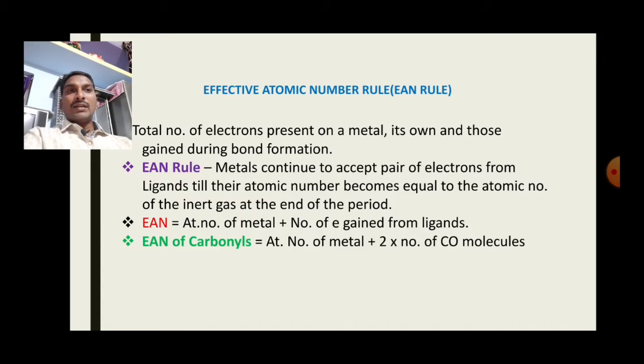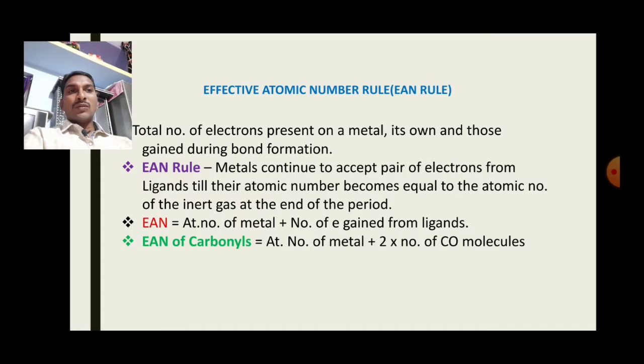So why can some of the metals combine with 4 carbon monoxide molecules, and some of the metals combine with 5 carbon monoxide molecules? That particular question can be answered by using the EAN rule. What does the EAN rule mean?